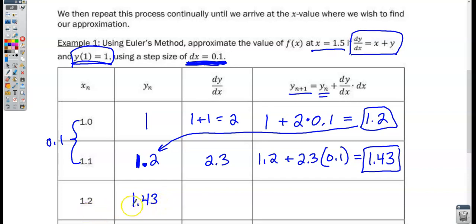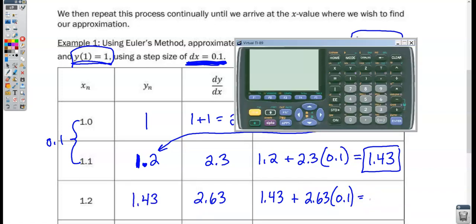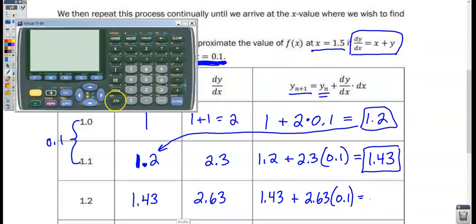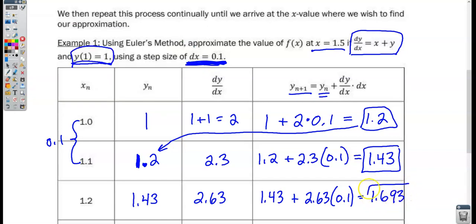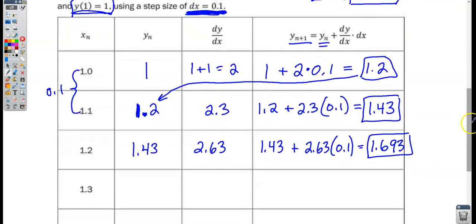I calculate dy/dx by adding these 2 together again, because that's our dy/dx. And then I go with previous y plus dy/dx times 0.1. I'm just going to go ahead and punch that up. 1.43 plus 2.63 times 0.1 gives me 1.693. That's going to be my new y.